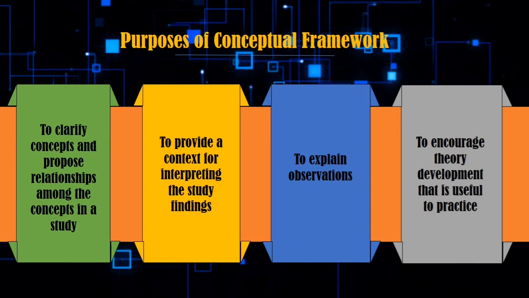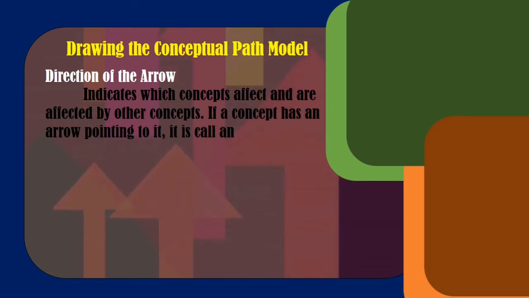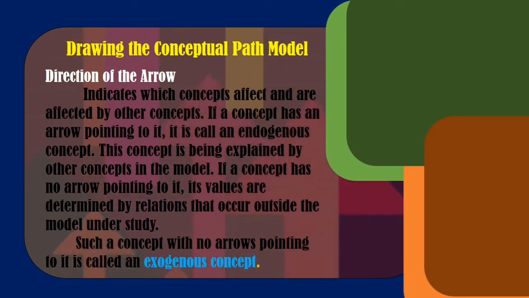Now, after you're done with your conceptual framework, you are going to draw your conceptual path model. There are some figures that we use in drawing a conceptual path model, and sometimes it is presented through your research paradigm. So you might use the direction of an arrow. The direction of the arrow indicates which concepts affect and are affected by other concepts.